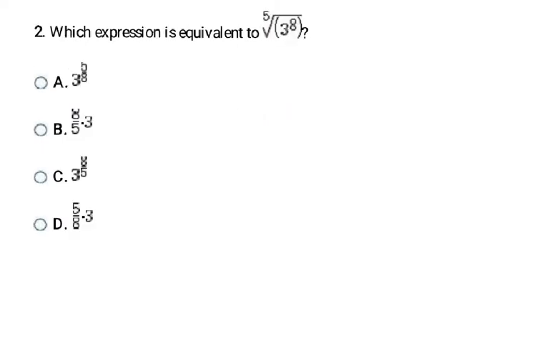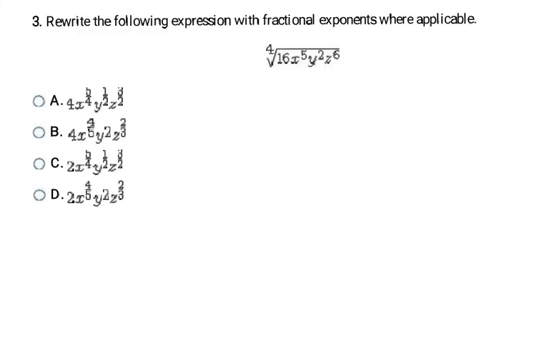Same thing here. I have a 3 that's underneath the radical symbol. I have an 8 as the exponent, that's going to be my numerator. And I have a 5 as an index, and that's going to be my denominator. And so that means that letter C is equivalent.